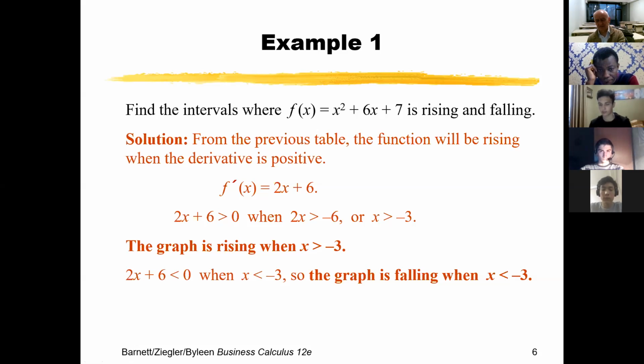Any questions about it? Yes, sir. The equation is f'(x) equals 2x plus 6, right? When 2x plus 6 is greater than 0? I guess your question is how we found derivative of this function. Yes, I will show it later, okay?